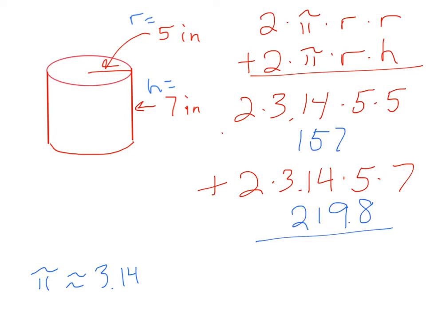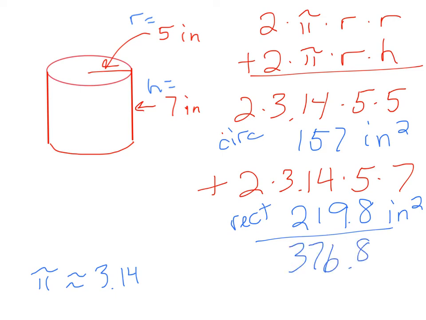So here are my answers when I plug that into my calculator. I have 157 inches squared for the two circles. And for the rectangle wrapping around, it is 219.8 inches squared. Adding those up would be 376.8 inches squared. And that was all from solving these two formulas.